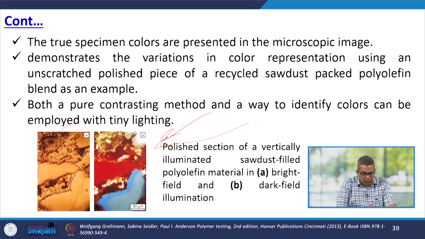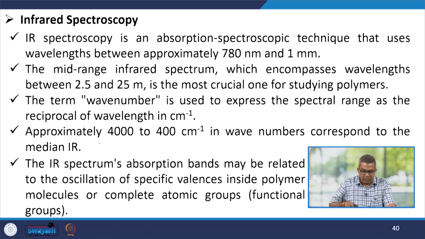Now this is a polished section of a vertically illuminated sawdust filled polyolefin material. This is the bright field and this is the dark field illumination. Let's talk about infrared spectroscopy. Infrared spectroscopy is an absorptive spectroscopic technique that uses wavelengths between approximately 780 nanometers to 1 mm. The mid-range infrared spectrum, which encompasses wavelengths between 2.5 and 25 micrometers, is the most crucial one for studying polymers. The term wave number is used to express the spectral range as the reciprocal of the wavelength in centimeter inverse. Approximately 4000 to 400 centimeter inverse in wave number corresponds to the mid infrared.